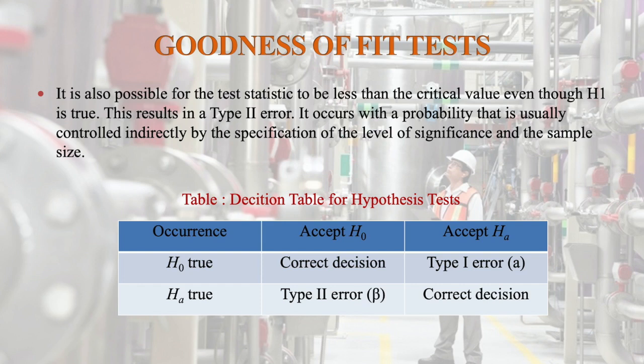If H0 is true, then accept H0 is a correct decision; accept HA is a type 1 error. Then if H1 is true, accept H0 is the type 2 error, that is beta. Then accept HA is a correct decision. So listen to this table and read the table, then only you will be able to understand correctly.